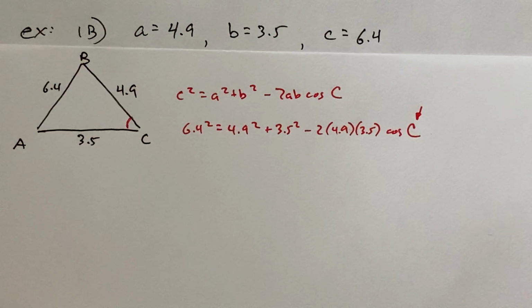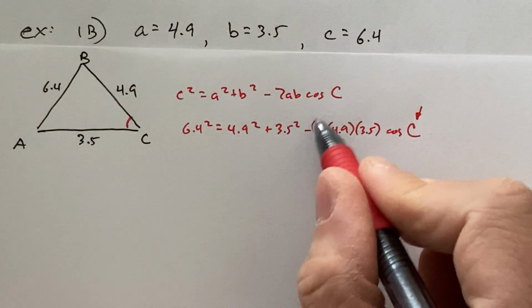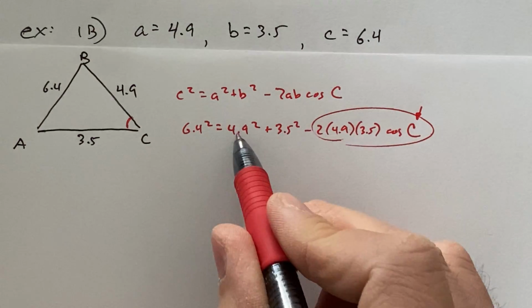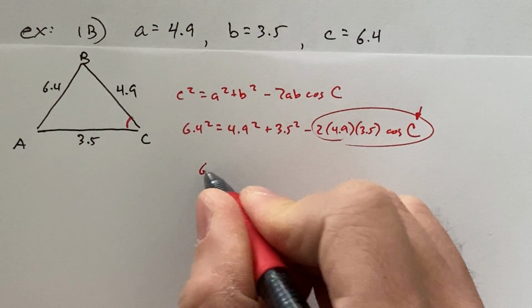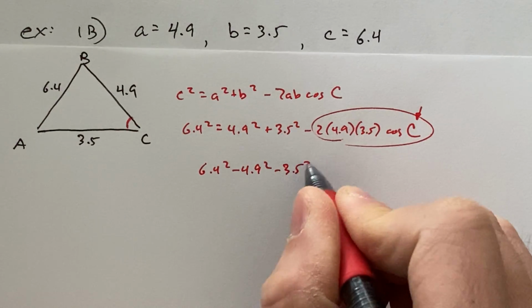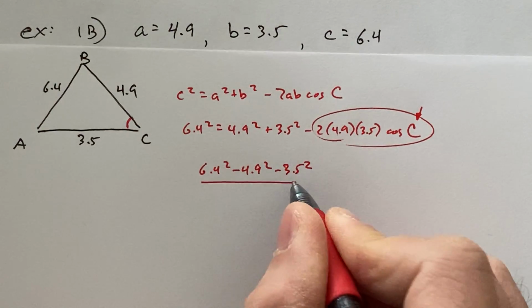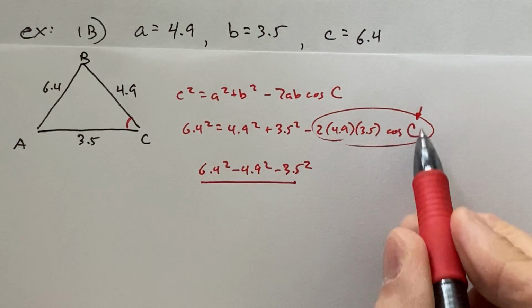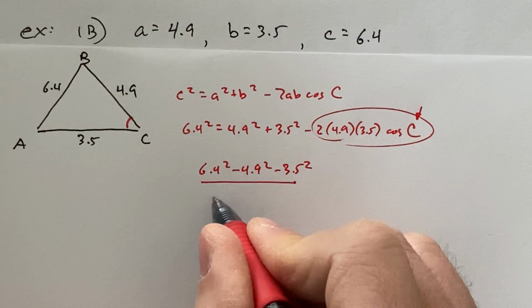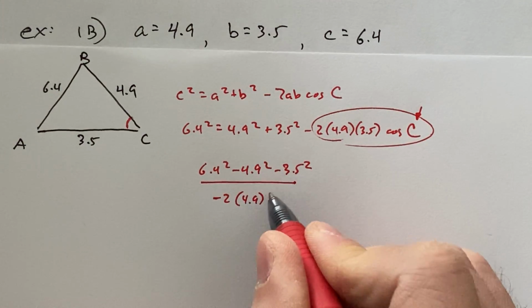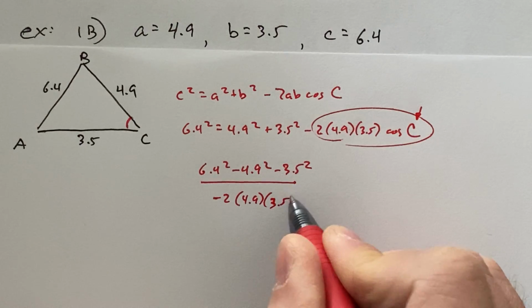All right. So the idea is this is just one giant term. So in order to isolate angle C, I actually have to get rid of these two first. So hopefully you did 6.4 squared minus 4.9 squared minus 3.5 squared to get rid of these two, and then divide it by all these. Since all these are multiplying my cosine C, I have to divide this term by all three values.